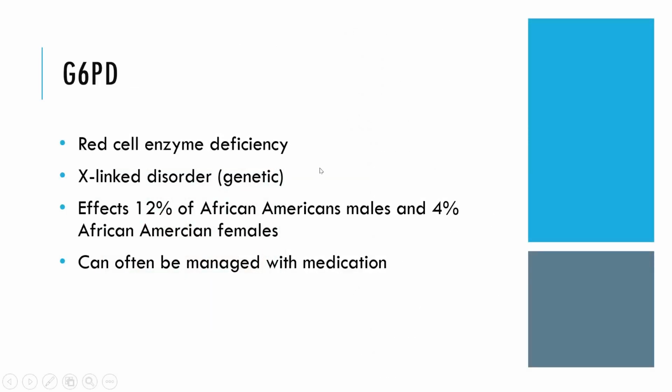G6PD, I included this, an unconjugated hyperbilirubinemia. It's because of a red cell enzyme deficiency. It's fairly common, affects about 12% of African American males and 4% of African American females. I don't know if very common was the right verbiage to use, but it is common enough that you could see it. So it's an X-linked disorder, and it can often be managed with medication. It stands for glucose-6-phosphate dehydrogenase deficiency.